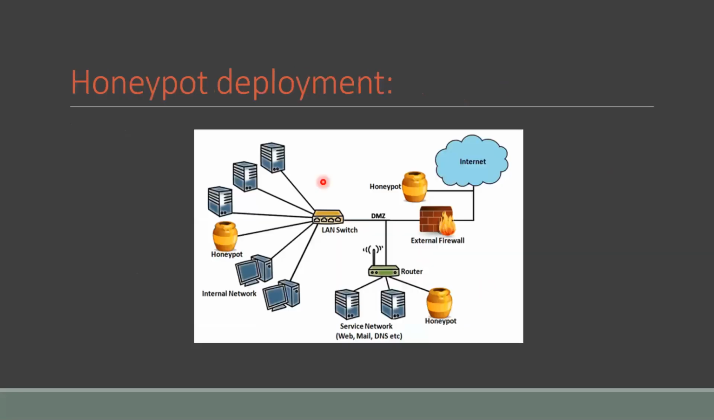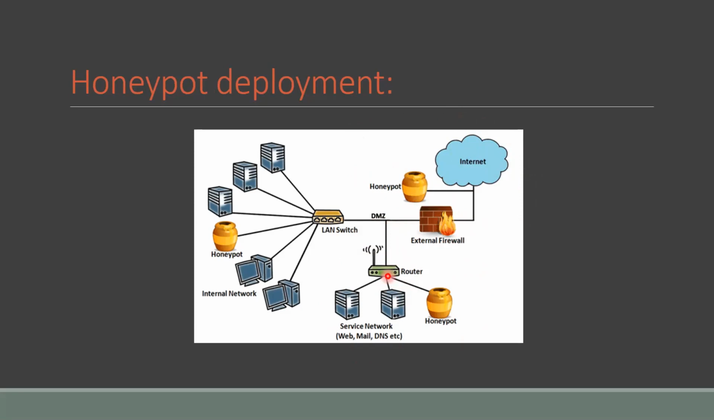Now let's talk about the honeypot deployment. This is our internet. Attackers that are trying to hack into our internet will be directed to this honeypot. If they are trying to attack our external services that are available to anyone, their packets will be filtered using this external firewall. And then it will go to the demilitarized zone and it will go to this router.